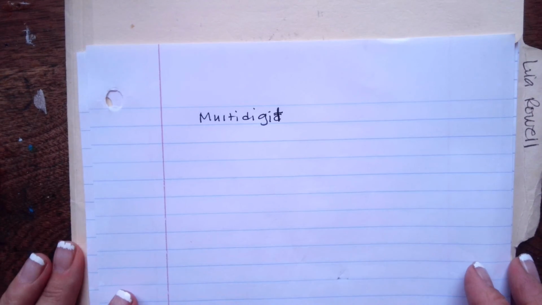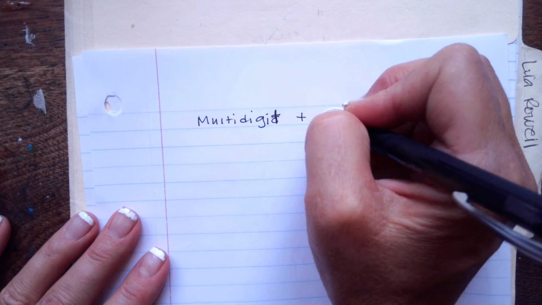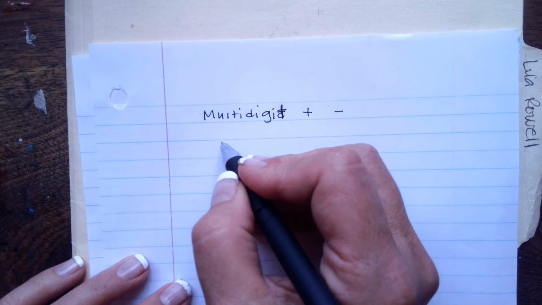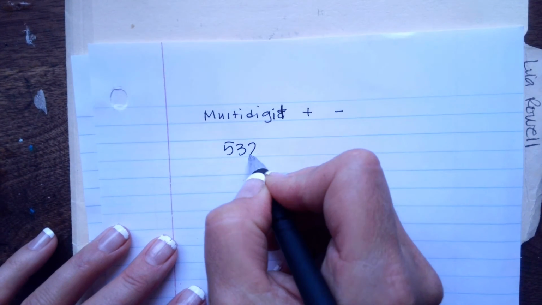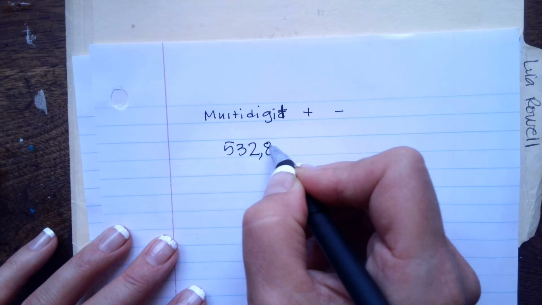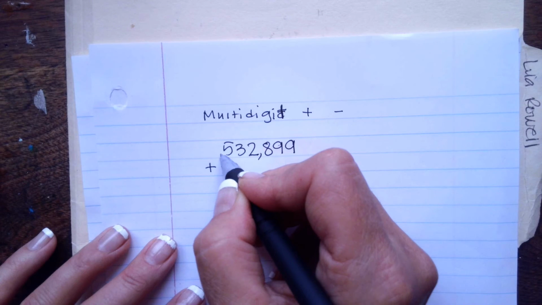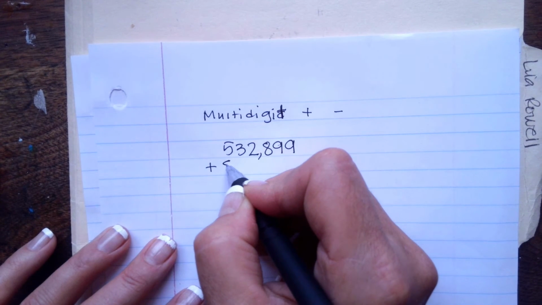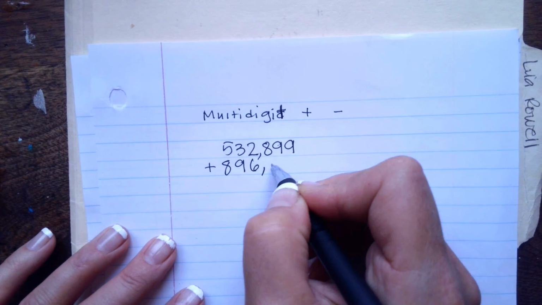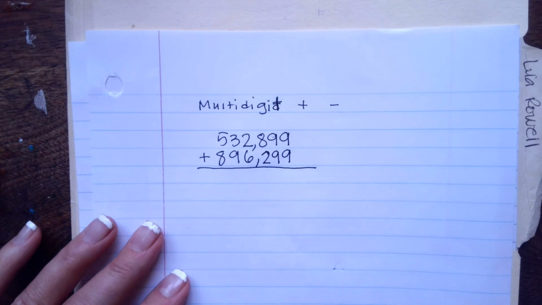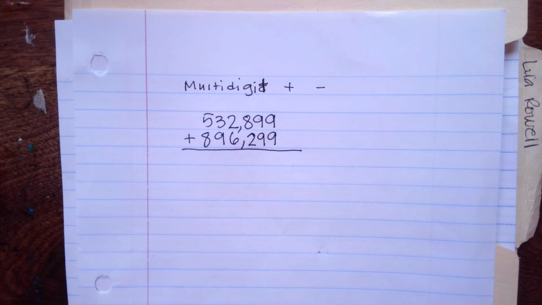Okay, the other thing that you'll start out doing is multi-digit addition and subtraction, and the only difference from 4th grade is that you're going to have more digits. But it's okay. We can handle that. So they might give you 6 digits or even 7 digits, but you still do the same exact thing. It's just bigger numbers. So they might give you something that looks like that, and you still do the same thing.